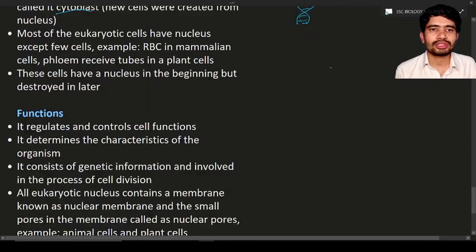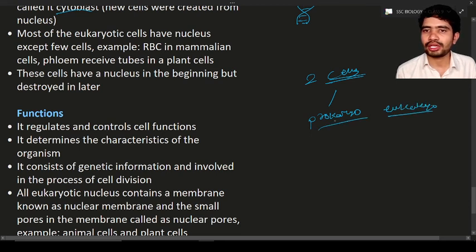Okay, most of the eukaryotic cells have the nucleus. What is meant by eukaryotic? There are two types of cells. What are the two types of cells? One is prokaryote, another is eukaryote. Prokaryote means they do not have the nucleus, no nucleus. Eukaryote means yes, nucleus is present. So due to the presence and absence of the nucleus, cells have been divided into prokaryotes and eukaryotes.